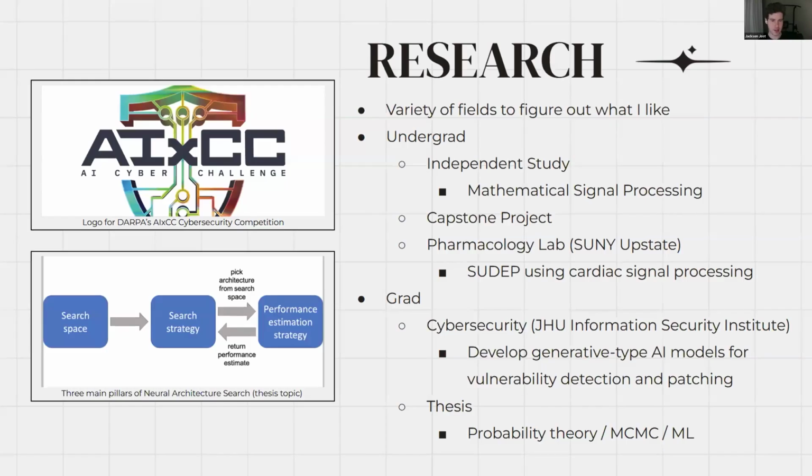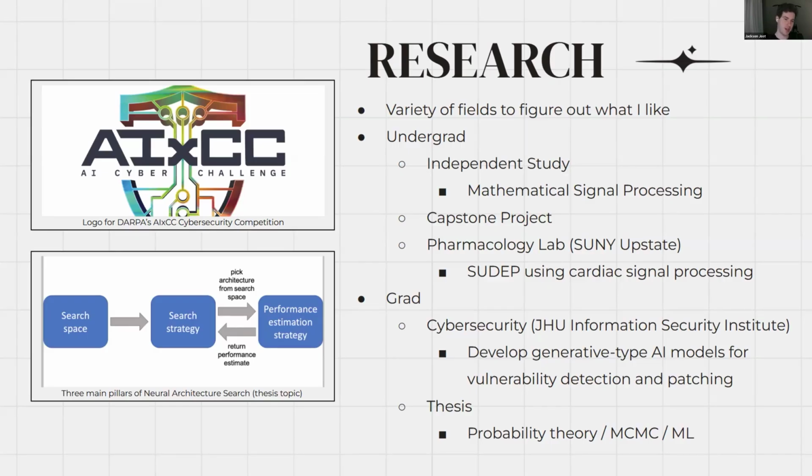In grad school, I then went to cybersecurity, which was a little bit of a pivot, but I was always interested in cryptography. The research assistantship that I did was through the Hopkins Information Security Institute. We competed in a competition run by DARPA for the U.S. Department of Defense. That was a challenge called AIxCC. It was a competition between, I think, 7 teams trying to develop the most innovative generative AI models for vulnerability detection and patching. Basically, we were trying to create systems at scale that effectively find and patch vulnerabilities that are previously unknown in computer systems.